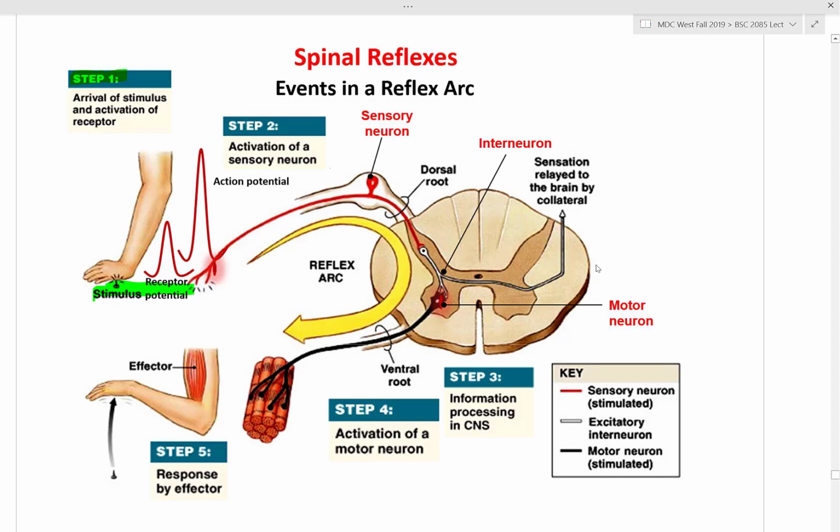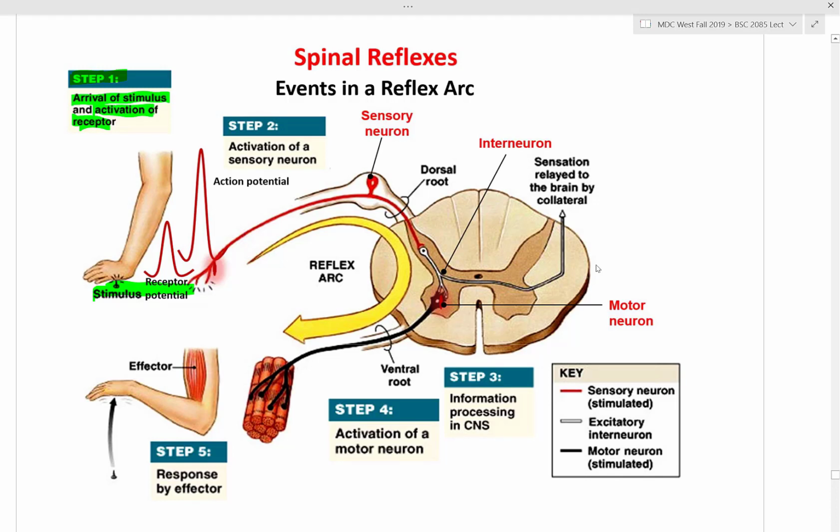So let's do a spinal reflex. Step number 1, we have a stimulus, which is a receptor. This is a pain receptor. You step on a sharp nail, so you have a stimulus to that pain receptor found in the Meissner's corpuscles at the level of the integumentary system, so in your skin.